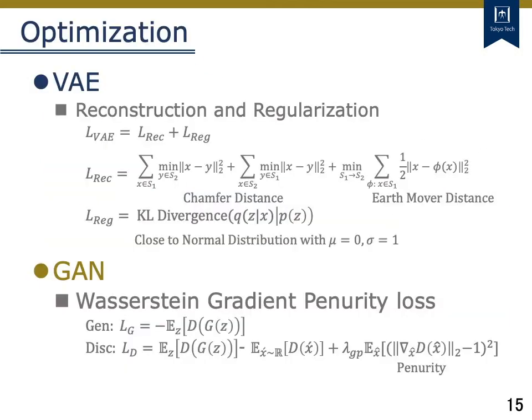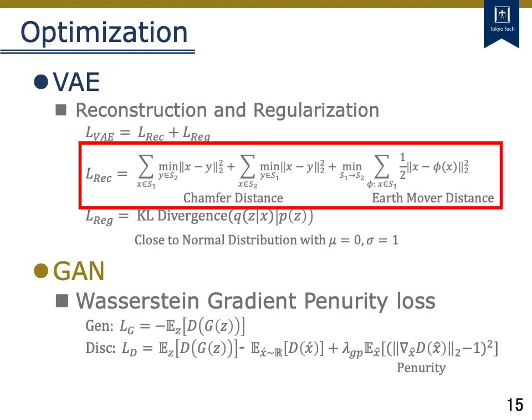Here, I will introduce the optimization of our network. In the optimization process, we use two types of loss function according to VAE and GAN. The first one is VAE loss. VAE loss consists of reconstruction and regularization loss.